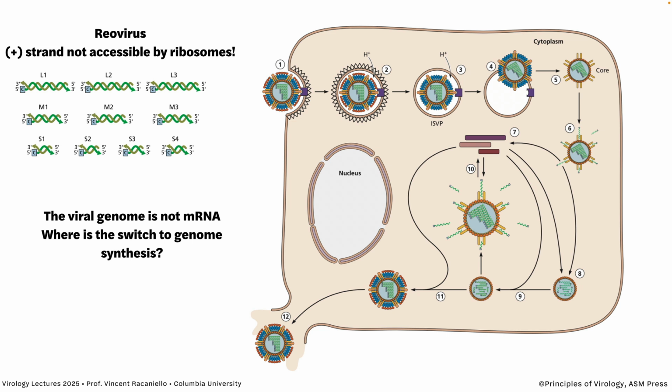So the viral genome is not mRNA. So where is the switch to genome synthesis? Well, the switch to genome synthesis is right here. So initially, we're making mRNAs, and they're coming into the cytosol. They're being translated. They're making new proteins. So here, the first step here is 8. We have a core with single-stranded RNAs. When that gets double-stranded, that's the switch to genome synthesis, because that's what double-stranded RNA is, a genome synthesis, whereas before that, we're just making mRNA.